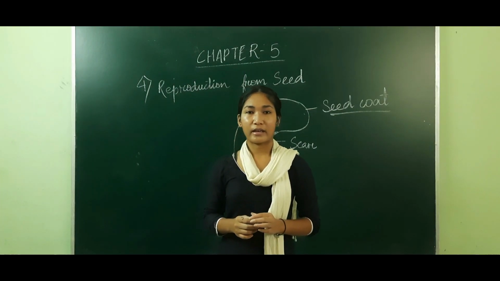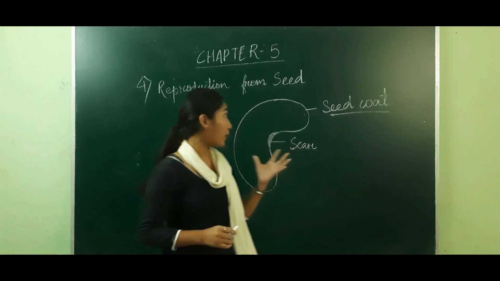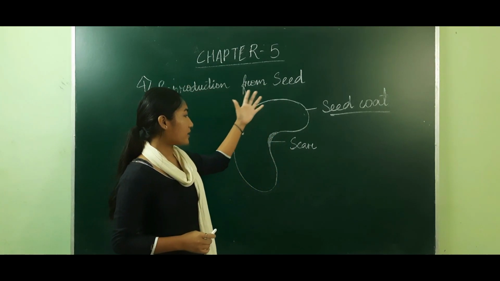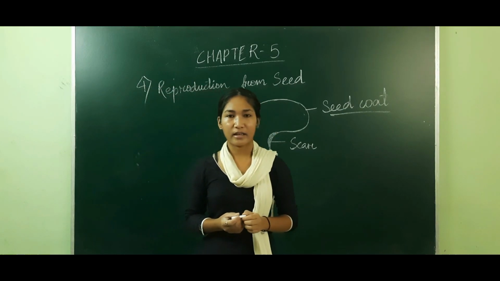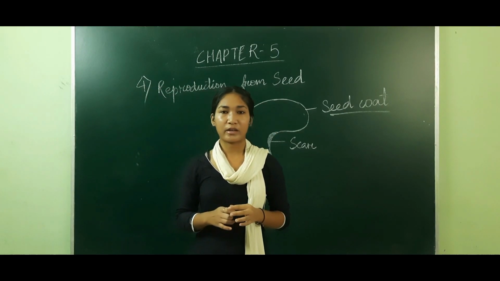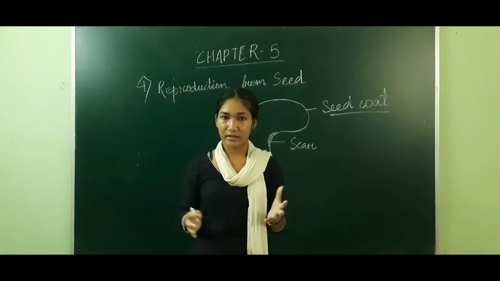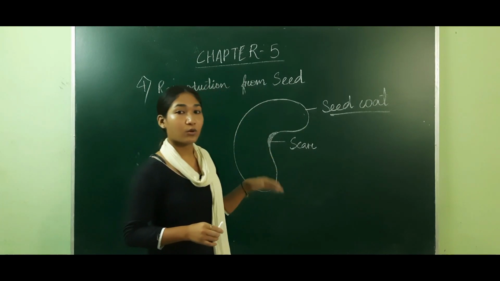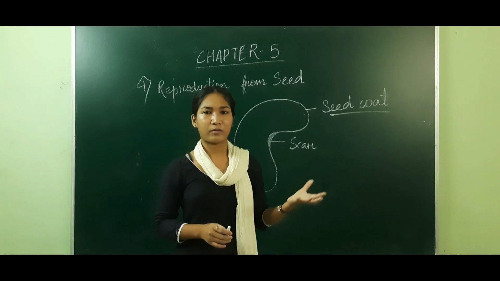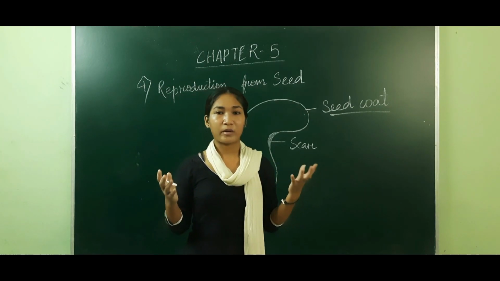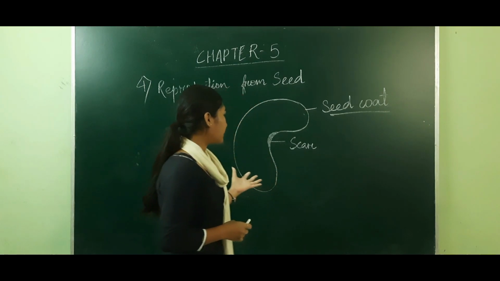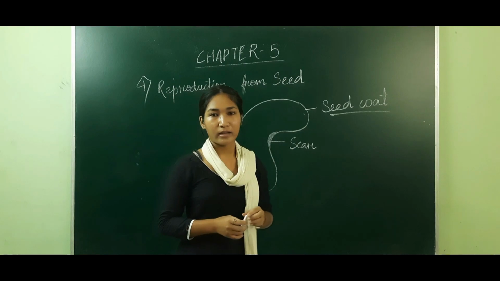So the fourth and the last way through which a plant can reproduce is reproduction from seed. In this case, it is very common, and I assume that most of you have seen this process around you. In this process, the seed is sown inside the ground, and it is provided with proper temperature and water. So this is how a seed grows into a plant.